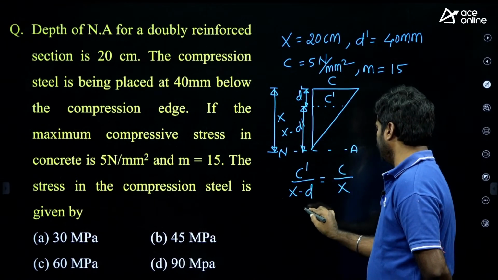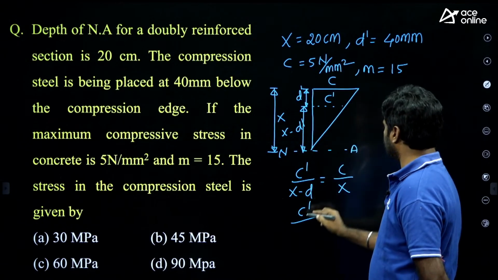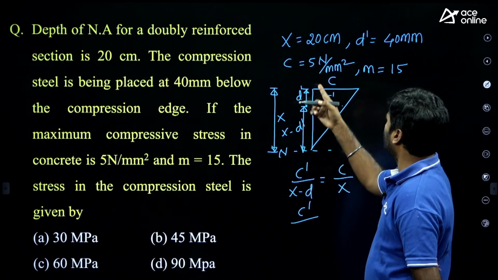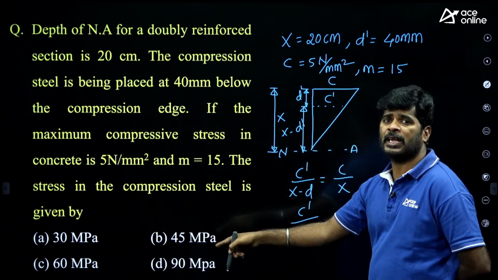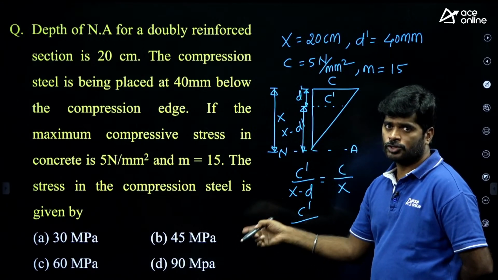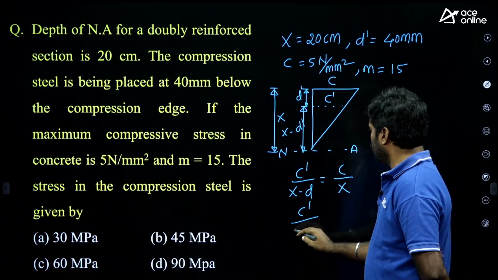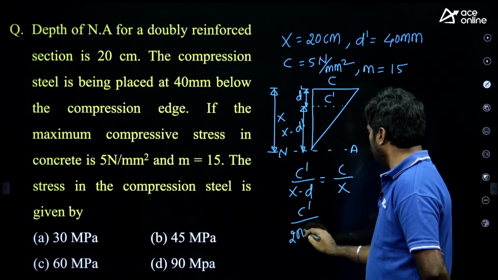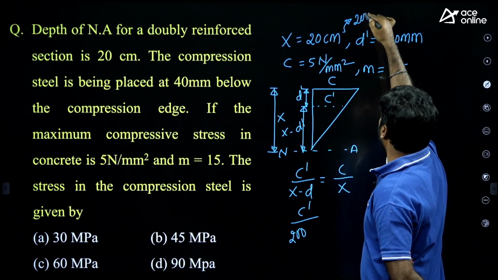We have to find C dash. What is the X? Depth of neutral axis given 20 centimeter. Better you can write in mm because here options are given in Newton per mm square. Megapascal means Newton per mm square. So you need to convert everything in Newton per mm square. 20 centimeter given, you can write down it is 200 mm.